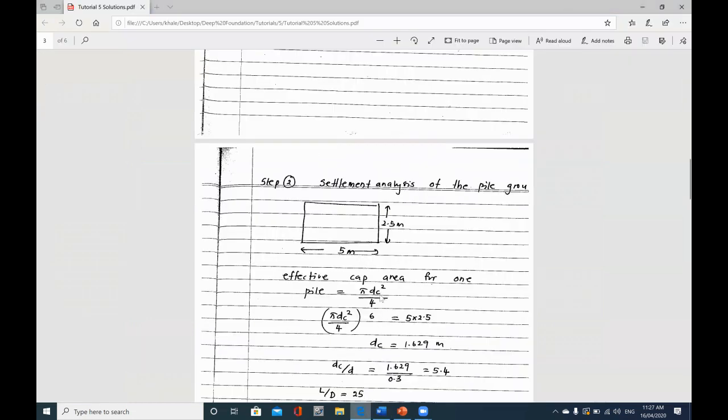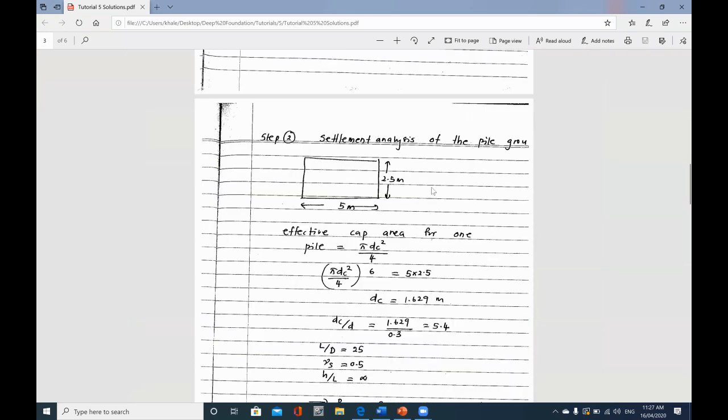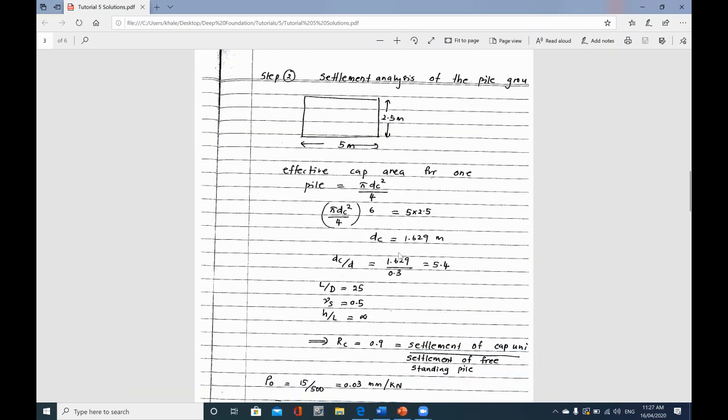But first we need to calculate the settlement due to the pile group, and we know that for the pile group we need to follow the procedure described in your lecture. And to do so, that's according to the Poisson approximations, we need first to find the effective cap area for one pile, because now we are not considering the pile as an individual pile, with only the pile area. We are considering the cap area at the top of each pile, and to do so we need to find what's the diameter of this cap.